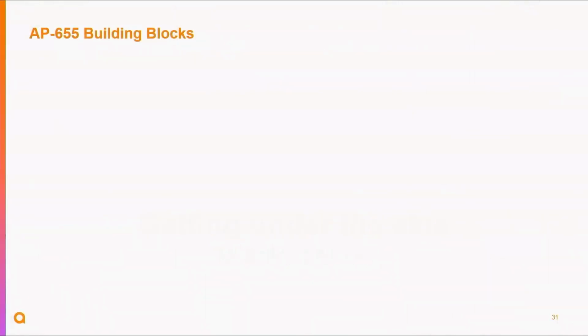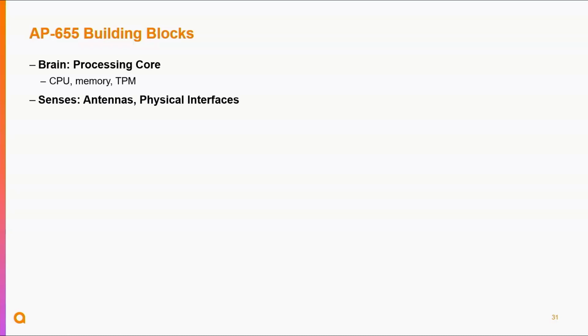Okay, basic building blocks. So again, I'll do some analogy with parts of the human body, I guess. First part, brain: CPU, memory, TPM. I'll go into that a little bit more. Sensors are the antennas and the physical interfaces of the AP.